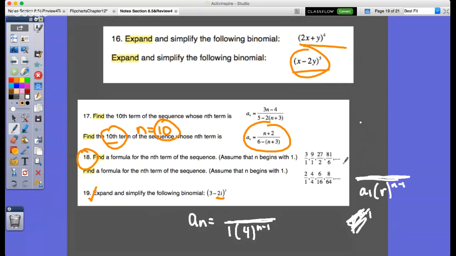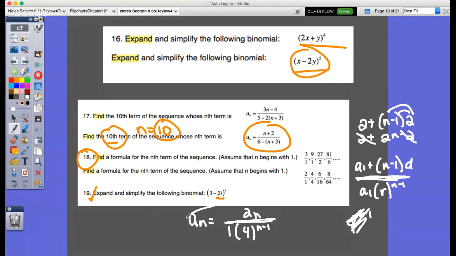Now on the top side, we see that we're adding by 2 each time, which means that it's an arithmetic sequence, which means that we could just do a sub 1 plus n minus 1 times d. Now we might have to simplify it because a sub 1 is 2 plus n minus 1 times 2, because we add by 2 each time. We multiply by 2 to get 2n minus 2. The 2's cancel out to get me just 2n. So you could say 2n over 1 times 4 to the n minus 1 power. And really, you don't even need that 1. And that's how you come up with that sequence.